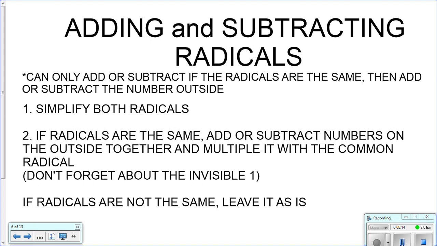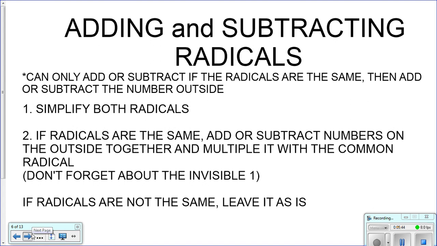So two steps. We just go ahead and simplify both the radicals as far as we can. And if the radicals are the same, we go ahead and add and subtract the numbers on the outside, and multiply it with the common radical. And this just means put it in front of the common radical. And don't forget about an invisible 1 that could be in front of a radical. If the radicals aren't the same though, we just have to leave it as is.